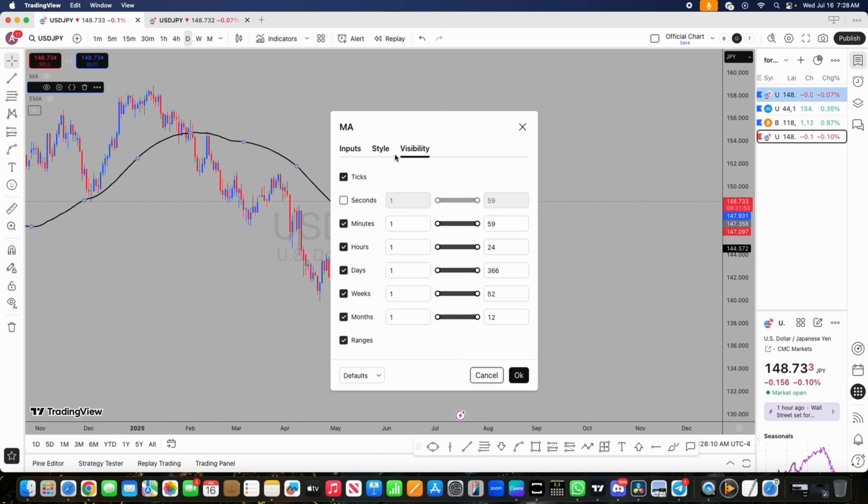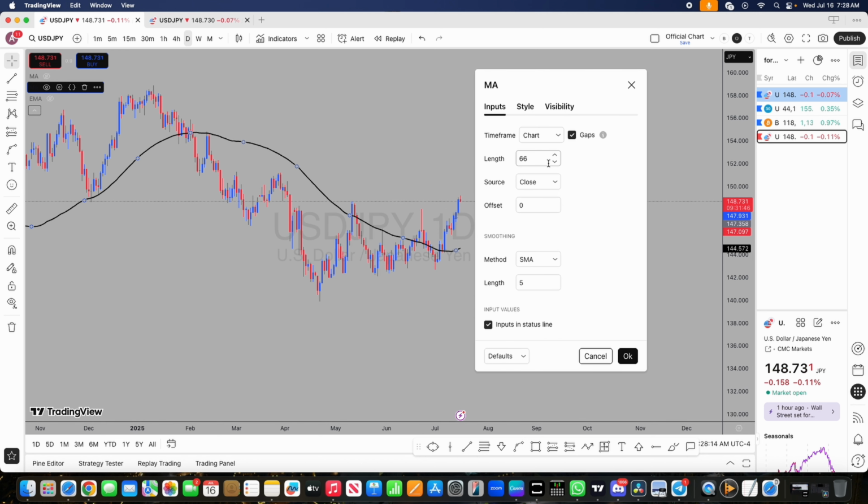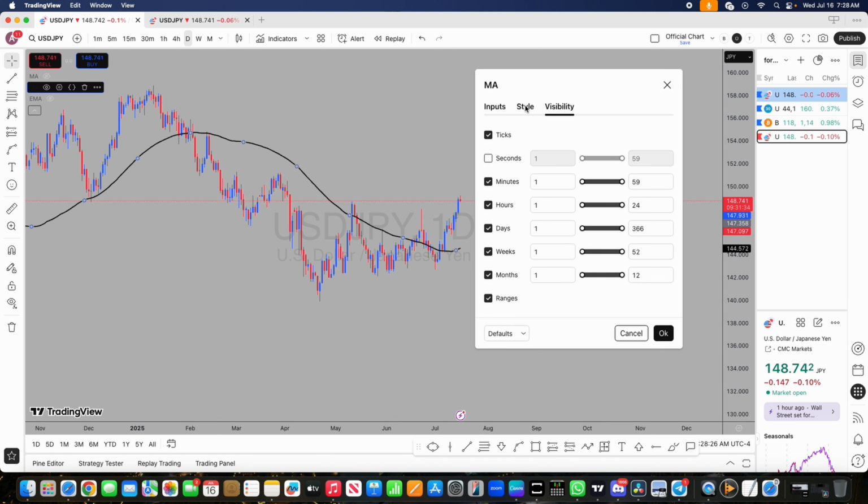Alright, so I'm going to be showing you guys my MA settings. Right now I use the 66 MA, and I have it set as SMA, which is simple moving average. So if you guys want to take a picture of this or save it to your charts, you're more than welcome to.